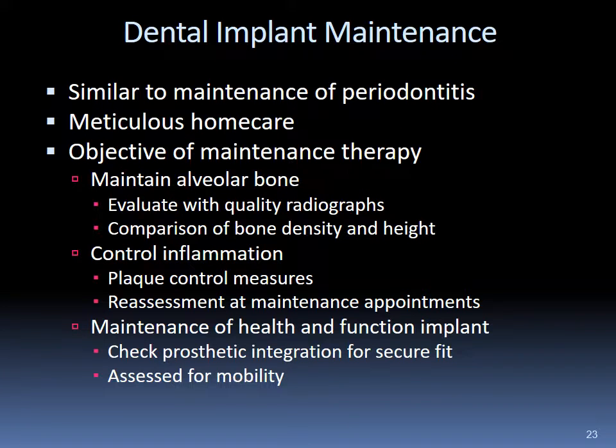Implant maintenance is similar to the treatment of periodontitis. Meticulous home care is a must, and the objective of maintenance therapy is to maintain the alveolar bone, control inflammation, and ensure the health and function of the implant. During these appointments, the use of radiographs will assist in comparing bone density and bone height around the implant. Plaque control measures should be reassessed, and changes made if necessary. The prosthesis should be checked for fit and assessed for mobility.